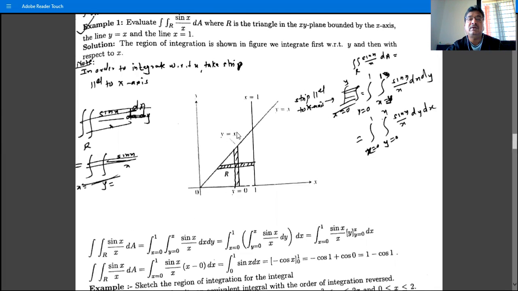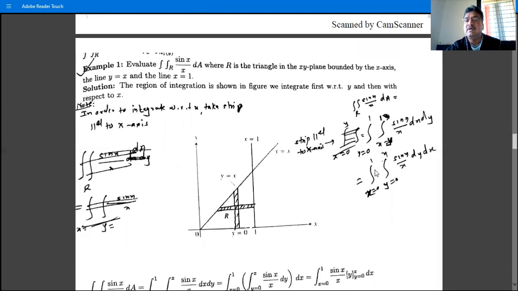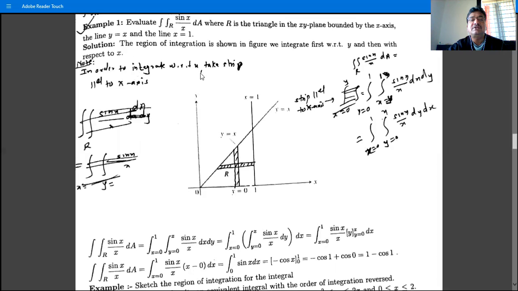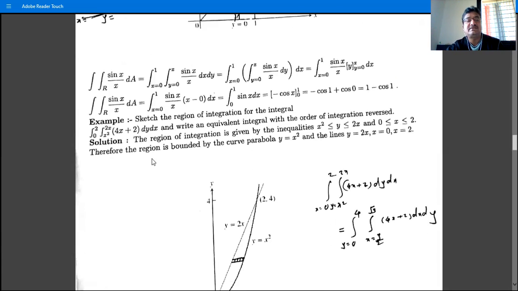Suppose this is given and we have to change the order of integration, then this is the answer. Or if this is given and the question is to change the order, then this is the answer. Okay. So in order to integrate with respect to x, take a strip parallel to the x-axis, and in order to integrate with respect to y, take a strip parallel to the y-axis.